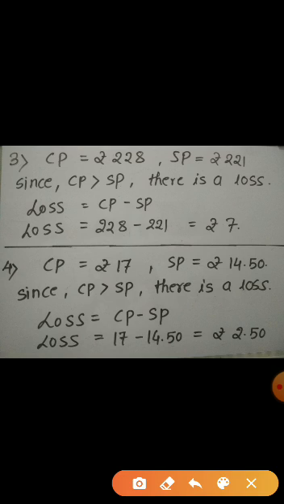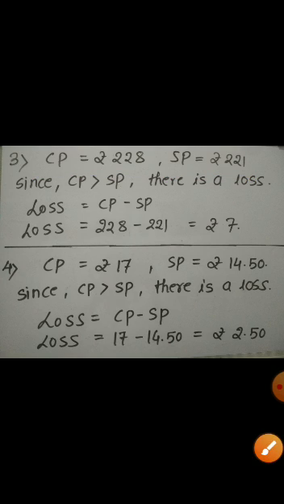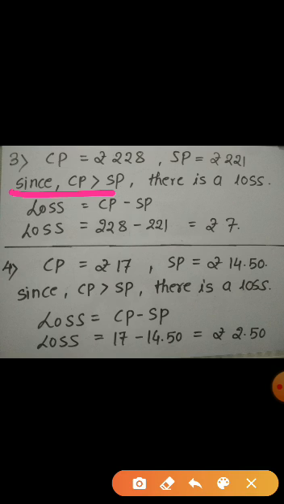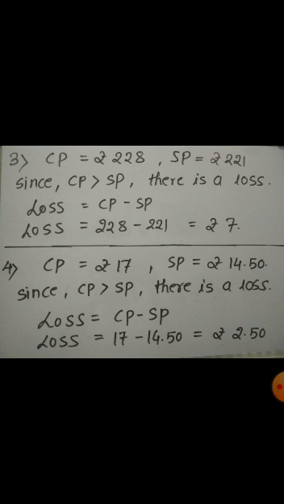Come to the third example. In this example, cost price is given to us, which is 228 rupees, and selling price is 221 rupees. Now in this example, cost price is more than selling price, right? So since CP is greater than SP, there is a loss. So here we have to use the formula of loss, and loss is equal to CP minus SP. Substitute the value of CP and SP in the given formula. What we will get? 228 minus 221, which comes to 7 rupees. So loss is 7 rupees.